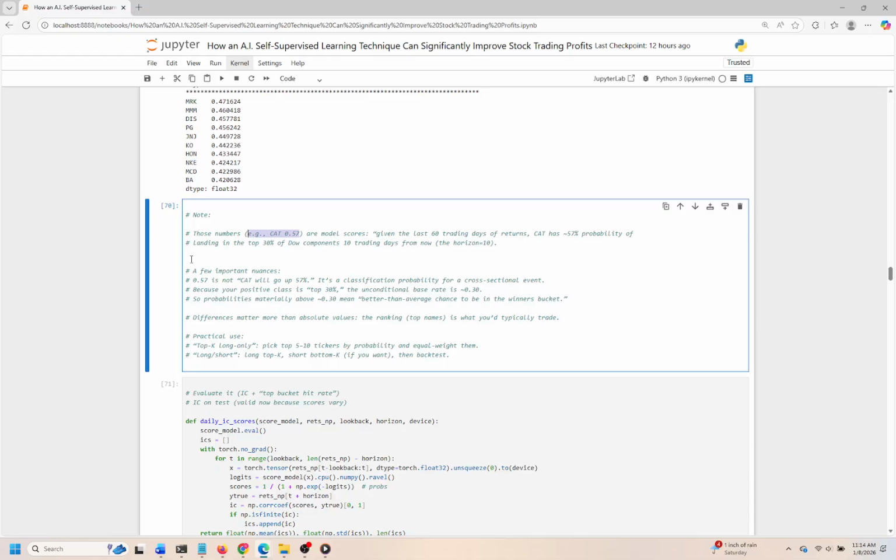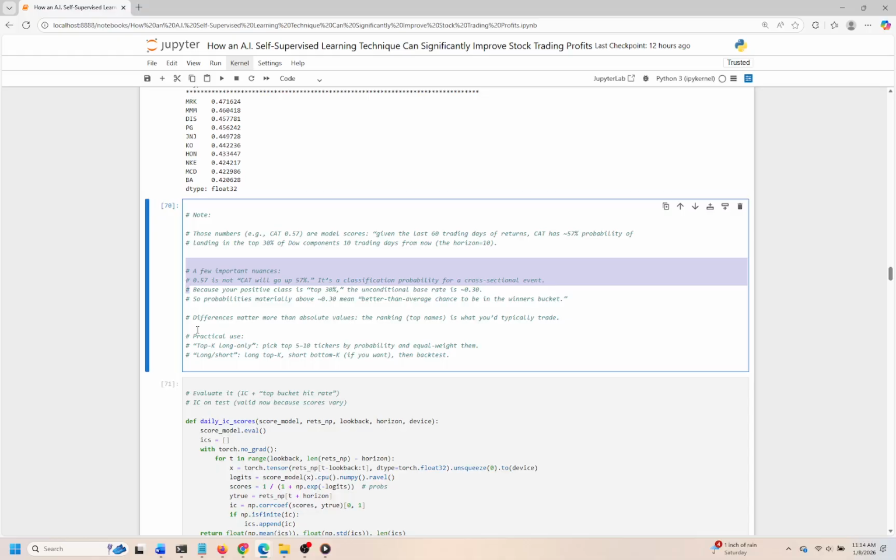To clarify, when we see a score like 0.57 for CAT, it's essential to understand what it signifies. This number indicates a 57% chance that CAT will fall into the top 30% of its peers in the Dow within the next 10 trading days. This isn't a prediction of a 57% increase in price. Rather, it's a classification event framed within the context of the given historical returns.